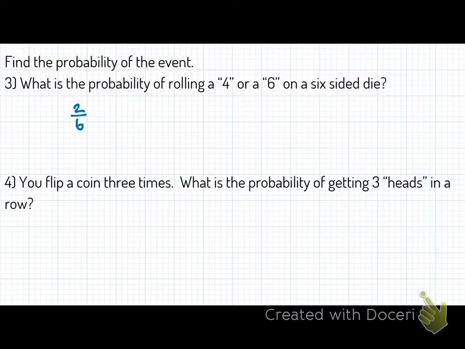6. So what's 2 out of 6 as a fraction simplified? 1/3, and then we can write that as a decimal and a percentage, right? So is it a high percentage of rolling a 4 or 6 when you're rolling a die? No, not very high. Does that make sense so far? Okay, next one, number 4. You flip a coin 3 times. Okay?